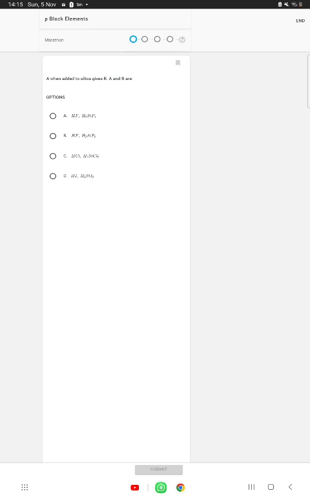A when added to silica gives B. Options: H2SiO4, HF, H2SiF6. Which of the following mixtures of gases is called producer gas? Carbon monoxide and nitrogen.